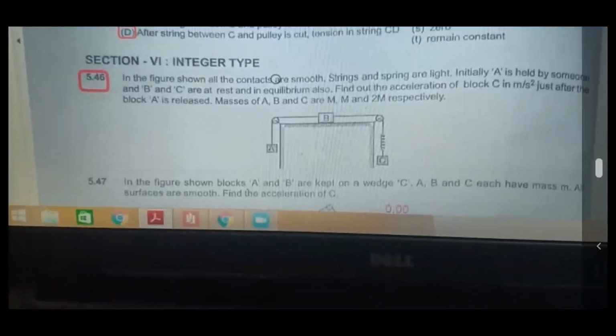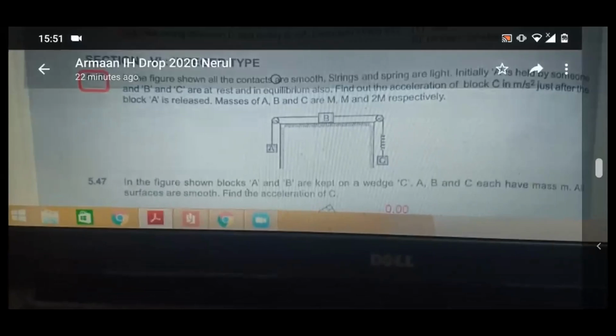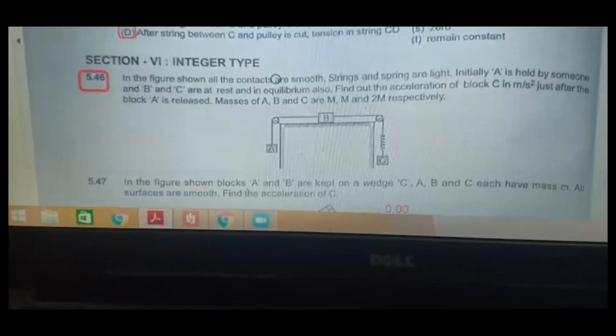Okay, so you guys just go through this and I'll bring this on the whiteboard. So all the contact points are smooth. Springs and strings are light. E is held by someone and B and C are at rest and in equilibrium also. So you have to find the acceleration of block C just after the block A is released. And the masses are M, M, and C has a mass of 2M.